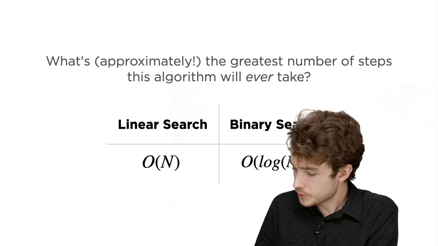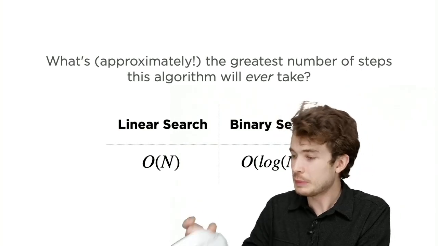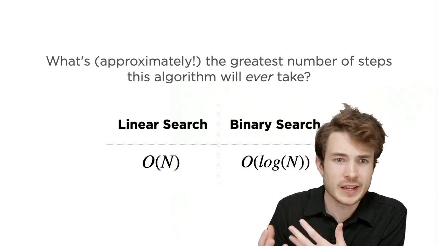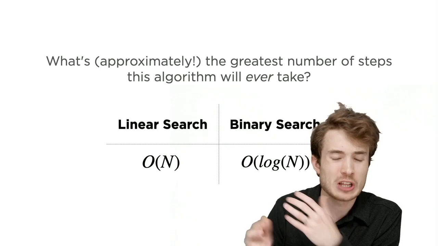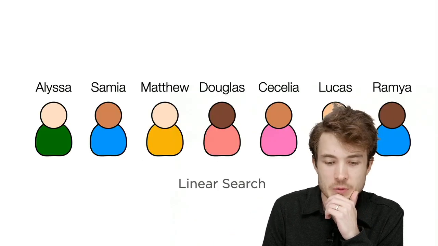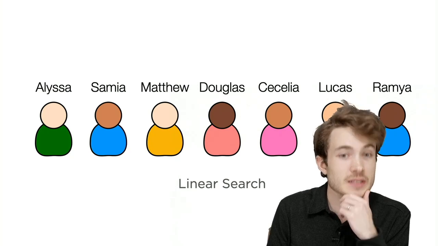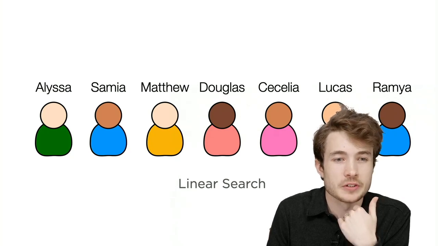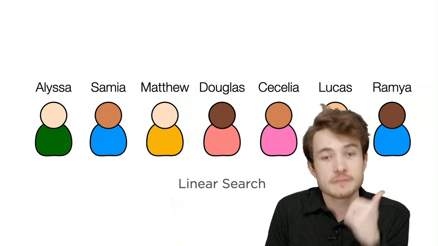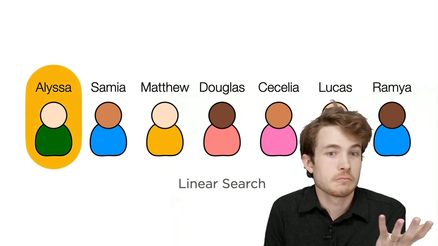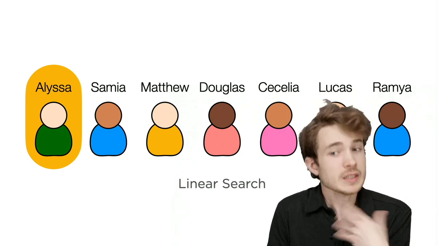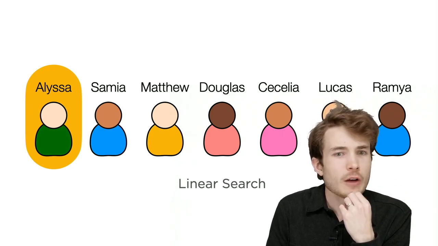Okay. So let's keep going and let's think about a different kind of scenario. Here we're talking about the worst case, the greatest number of steps our algorithm will ever take, but there's some other case too. So let's consider this one where we're still trying to find Alyssa and we're using linear search. Let's say it just so happens that Alyssa is the very first person we find. How many steps would that take? Well, just one, right?